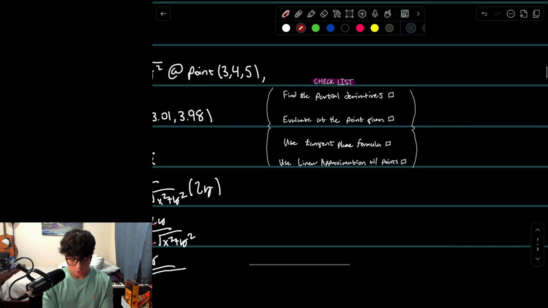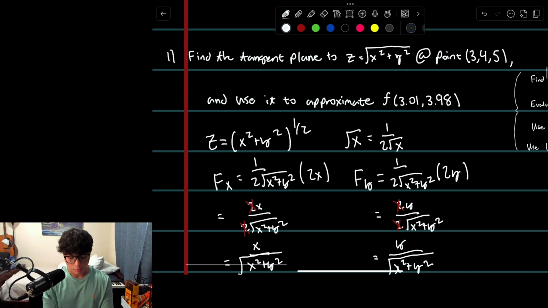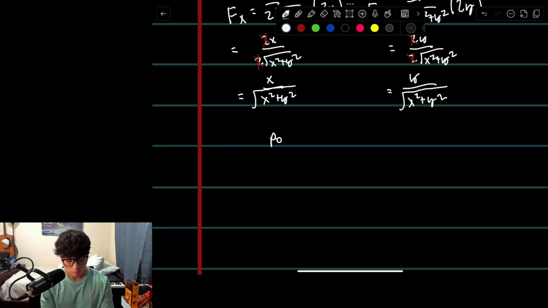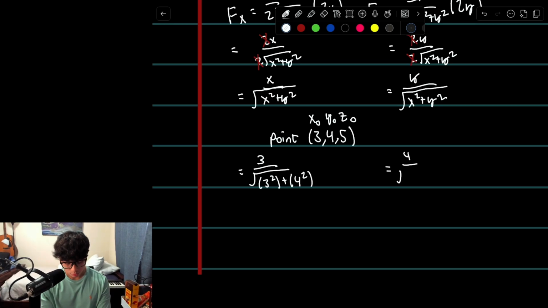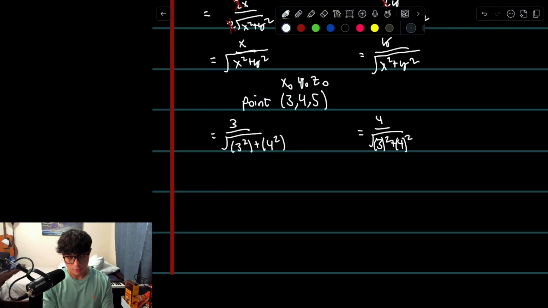We can now check the first part off our list and look at the next part, which is evaluate at the point given. In our problem, our point is (3, 4, 5), which is the same as our x naught, y naught, and z naught. All we do is plug these numbers into the equations we wrote, giving us 3 over the square root of 3 squared plus 4 squared, and on this side, 4 over the square root of 3 squared plus 4 squared. Both denominators are the same, and they simplify to the square root of 25, which gives us 5. So this becomes 3/5, and this becomes 4/5.